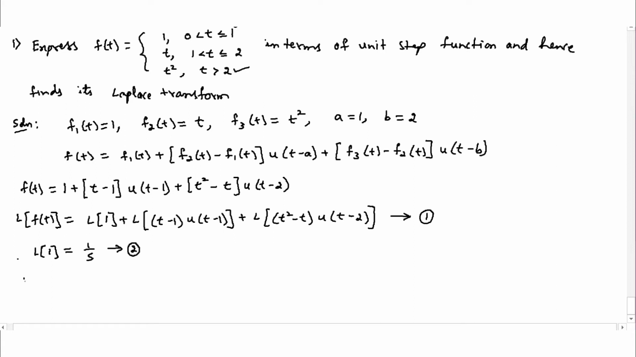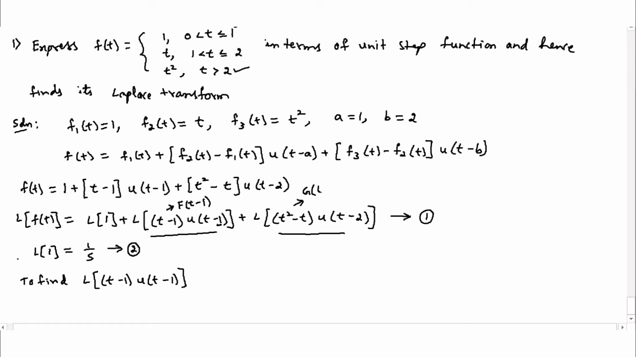Then I need to find the Laplace transform of t minus 1 into u of t minus 1. I need to find the Laplace transform of these two functions. Therefore I will take the first function to be equal to capital F of t minus a. What is the value of a in this case? The value of a is 1. Here, because I have already used capital F, for convenience I will be using capital G.